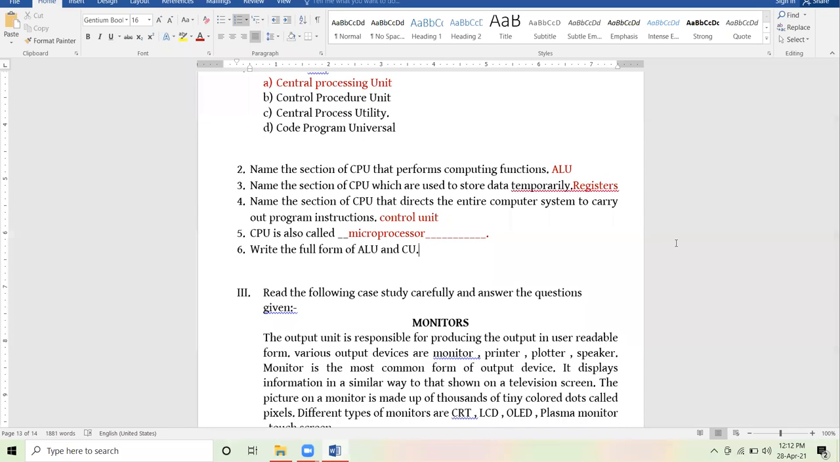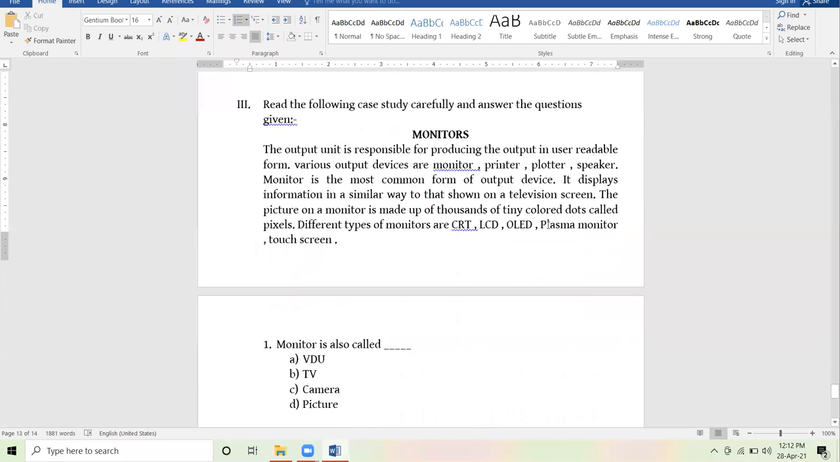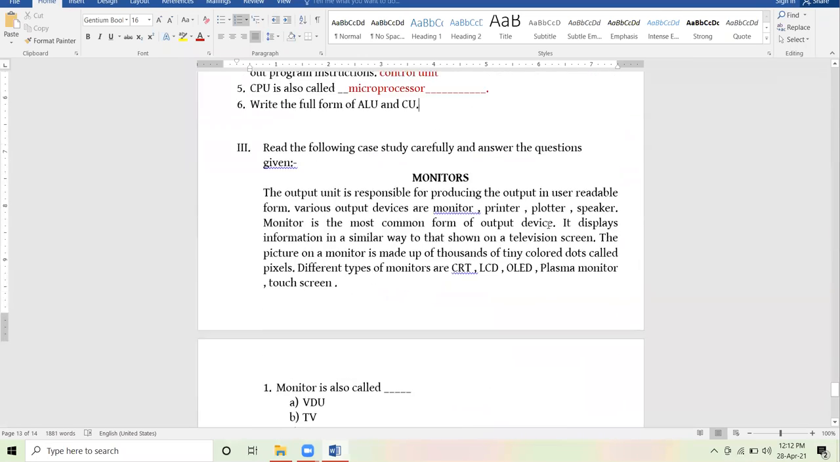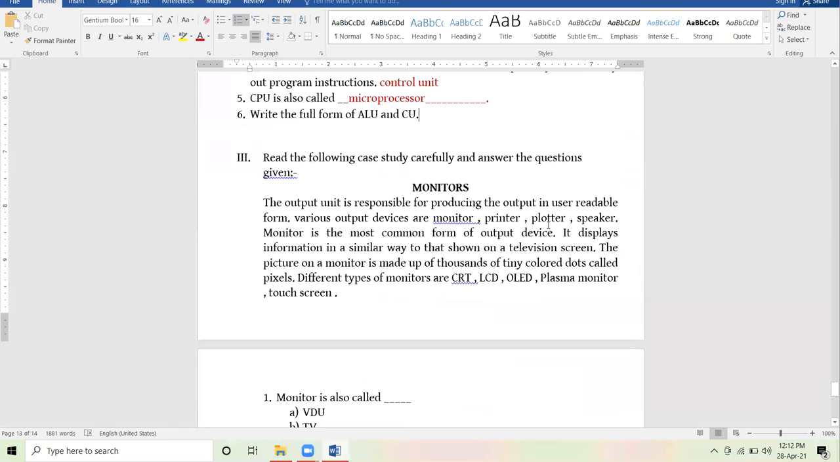All right. So 2 case studies are over. Beta, put your hand down. 2 case studies are completely over. Right? Now let us start with the third case study. Monitors. Again, I am giving you time of 1 minute so that you can read thoroughly the case study. Read the following case study carefully and answer the questions that are given below.